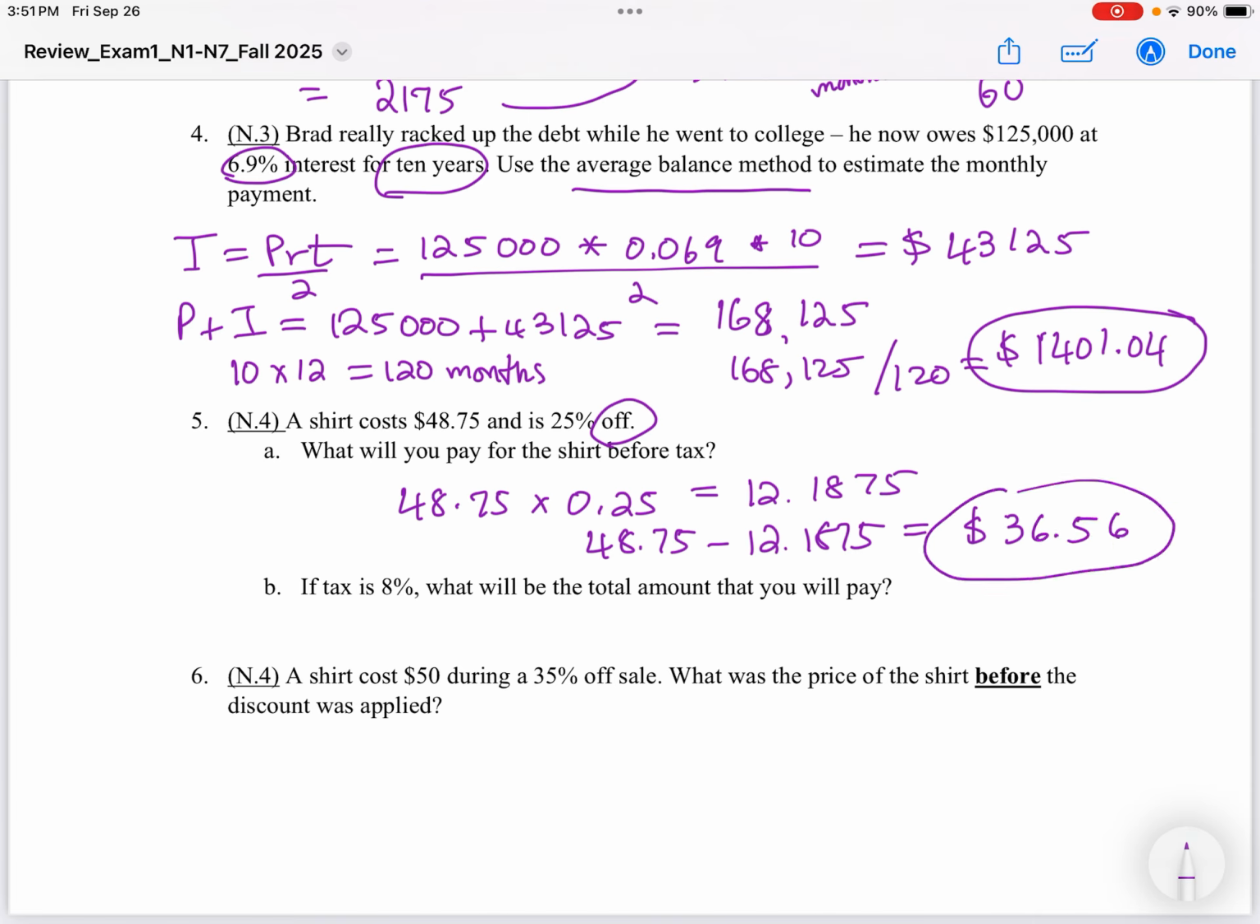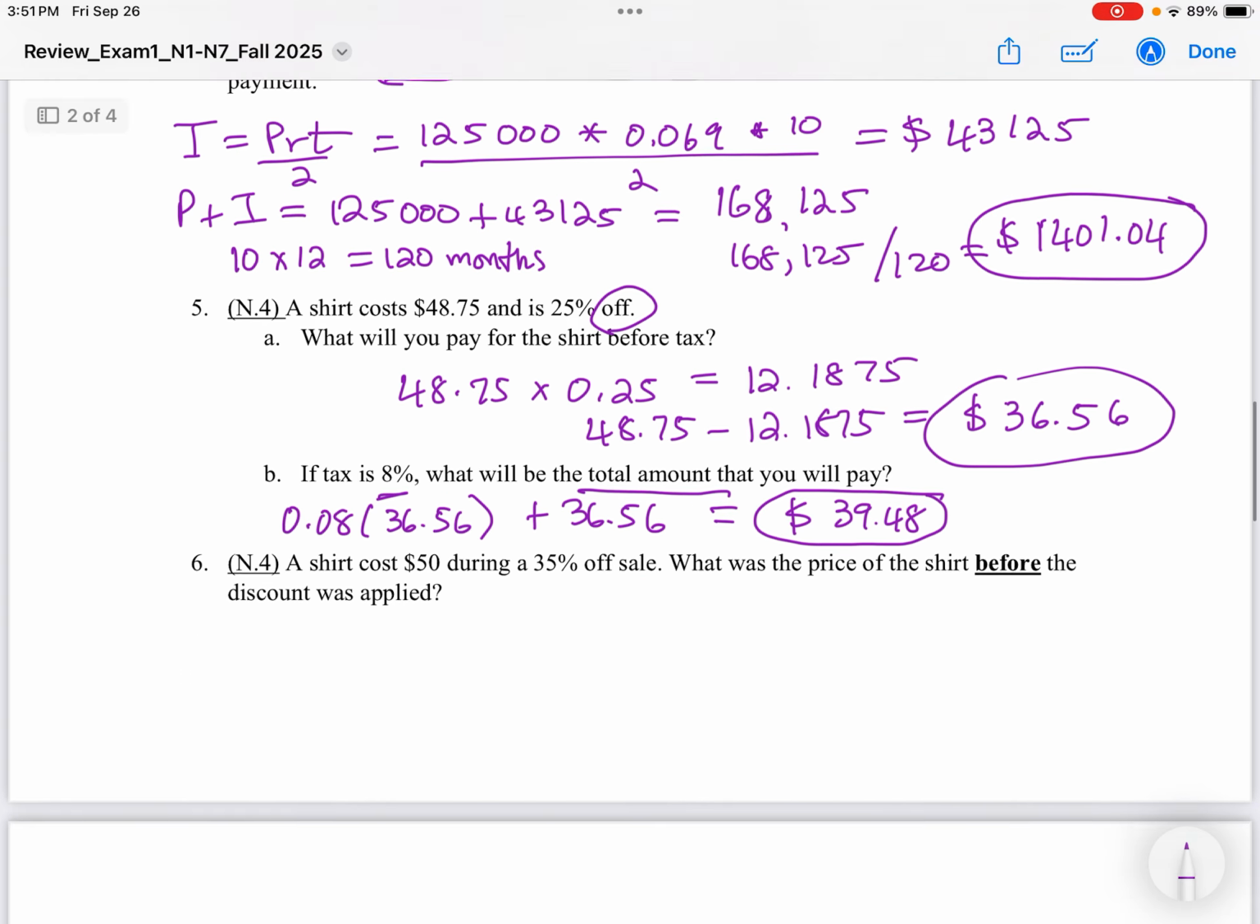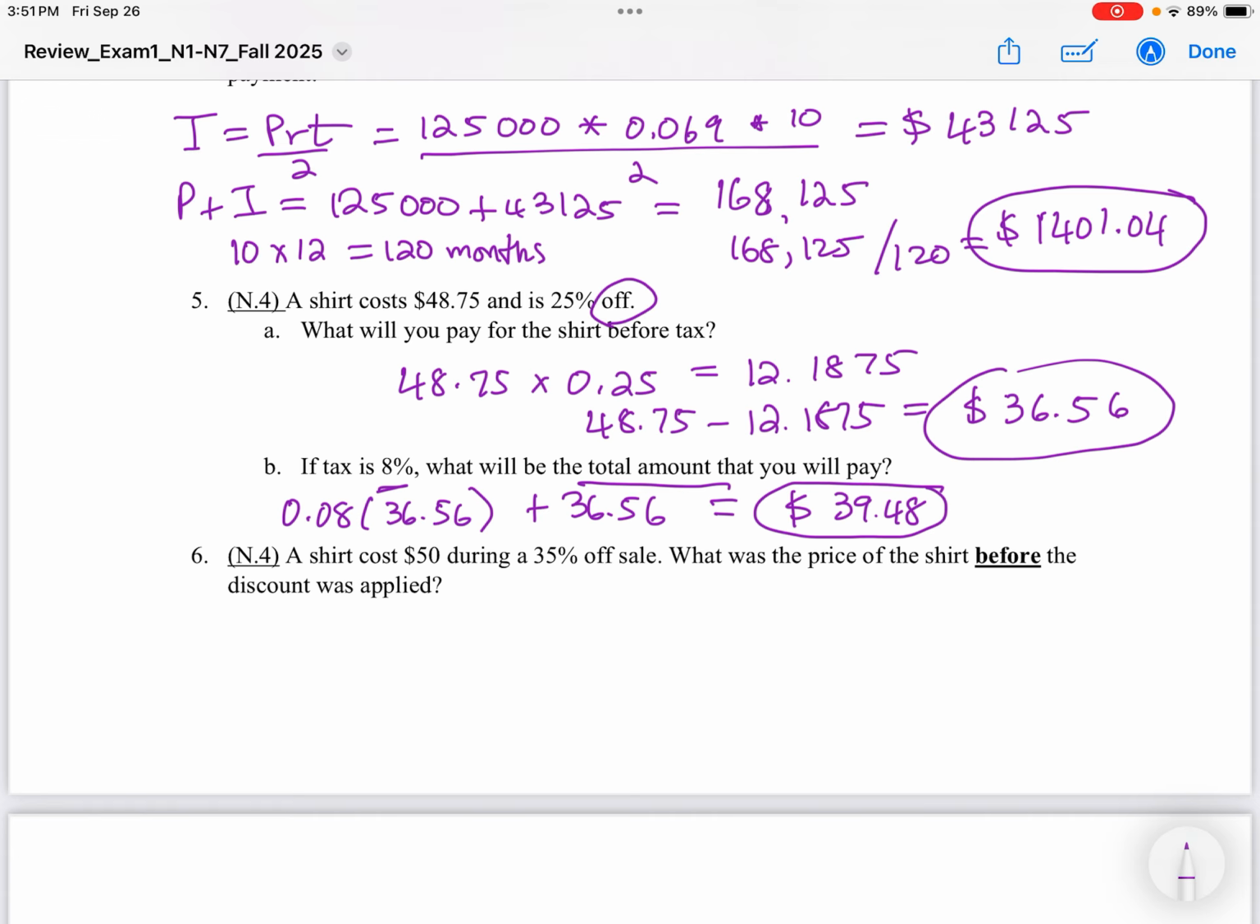Now, after you get the discount, you have to pay the tax. That's 8%. So you do 0.08 of that tax, and then you add it to the amount that you're paying to give you the total amount that you pay. So if you put this into your calculator, you should get 39.48. Okay. So this is a straightforward problem where you apply the discount to the amount. Now, the next question is going to be a little different. So it's saying, what is the price of the shirt before discount? And this is after the discount, that was the sale.